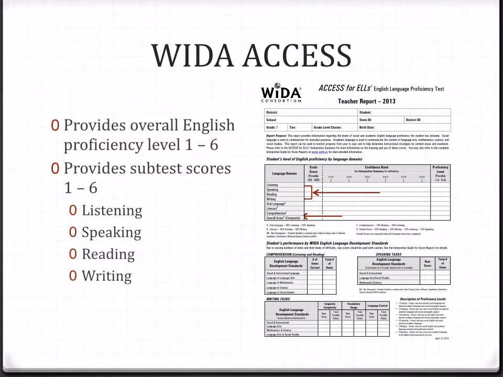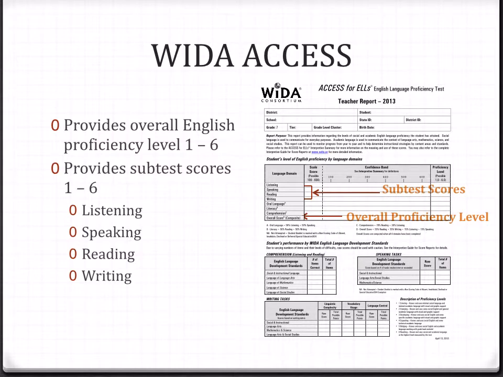After students take the WIDA Access test in January and February, the school receives a score report around May or June. When looking at this report and the scores, make sure to note the date the test was taken. Inevitably, there will be a large time gap in between when the test was taken and when the scores are viewed. Be sure to ask yourself how far the student has progressed from the assessed level. On the score report, you will see an overall proficiency score between 1 and 6, as well as sub-test proficiency scores for listening, speaking, reading, and writing.